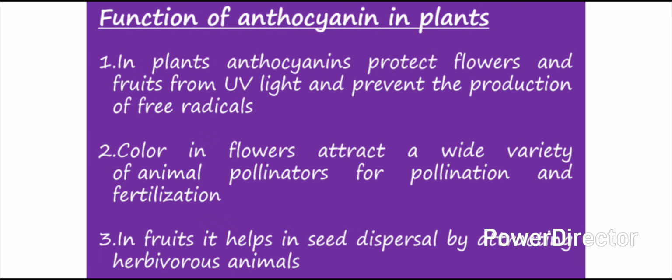Coming to functions of anthocyanins in plants. Anthocyanins in plants protect flowers and fruits from UV light and prevent the production of free radicals. The coloration in flowers provided by anthocyanin attracts a wide variety of animal pollinators, while in fruits it helps in seed dispersal by attracting herbivorous animals.